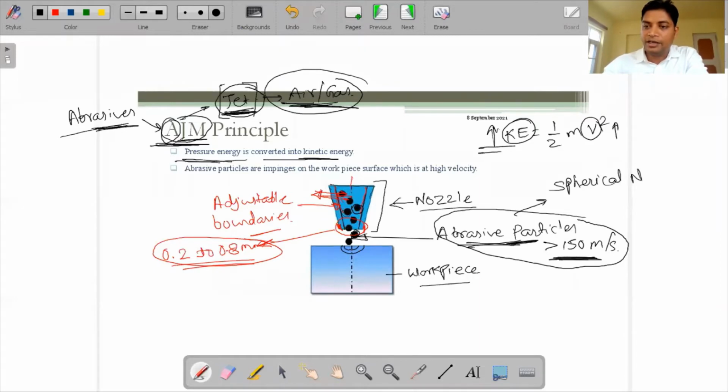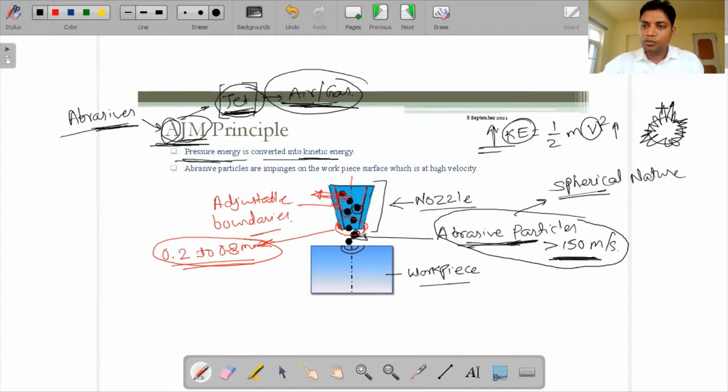That is spherical in nature. Spherical means we are considering the shape of the abrasive as spherical, because they are random in shape. Now we can say we are considering them spherical, but it should be like this one. These random boundaries, abrasive boundaries, are there.